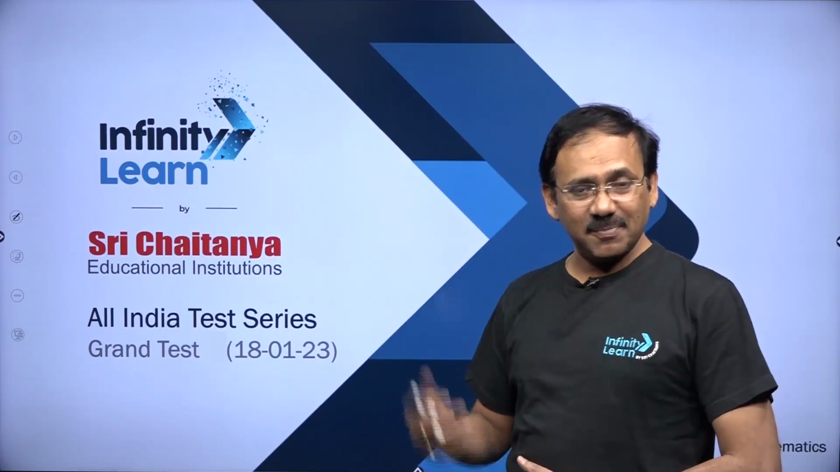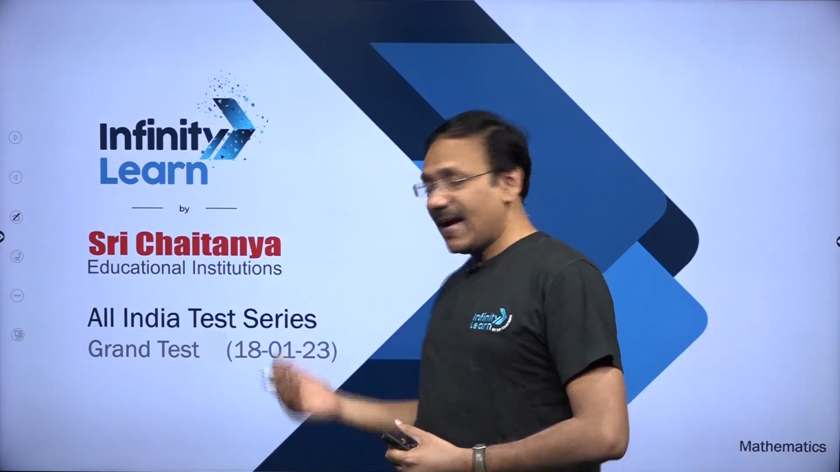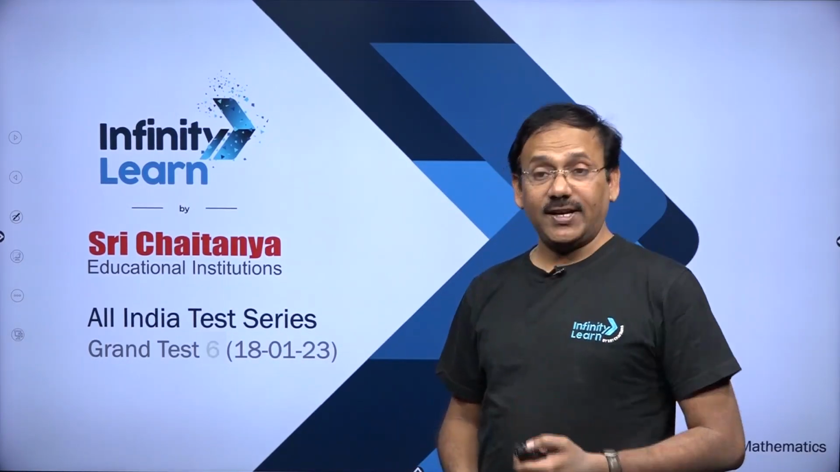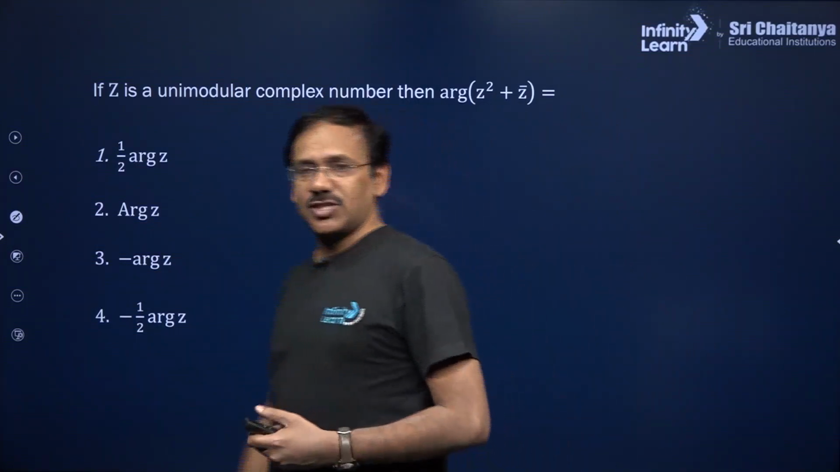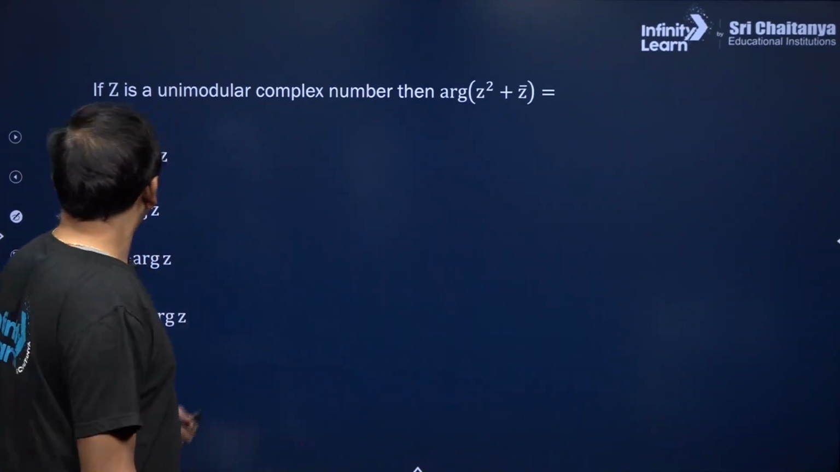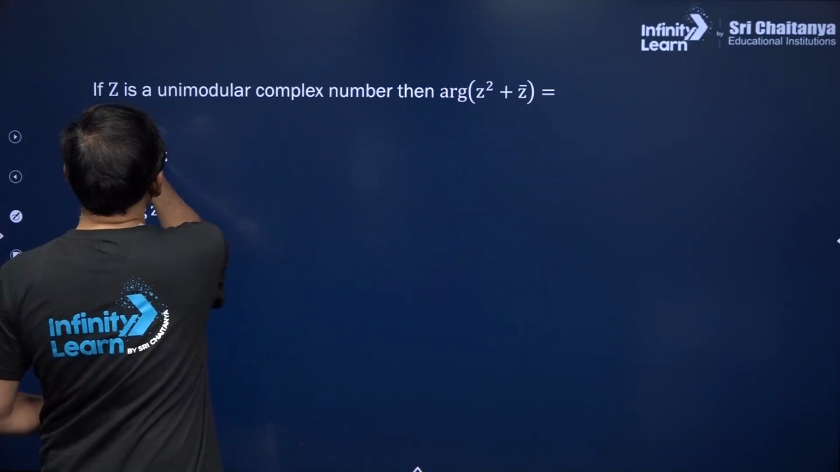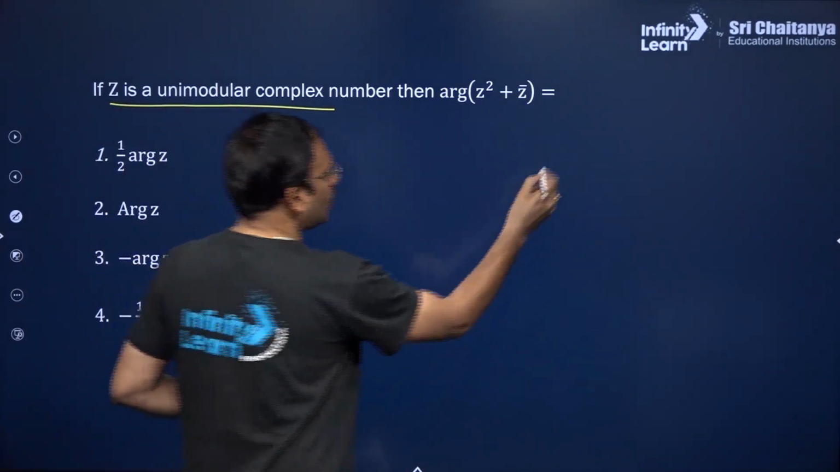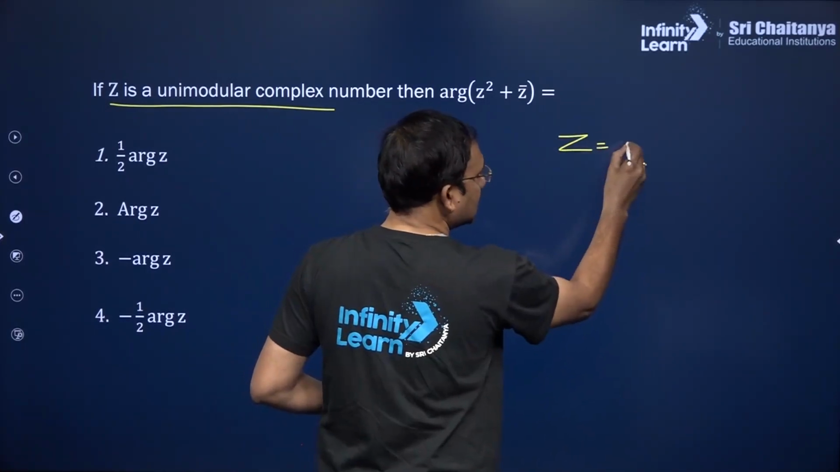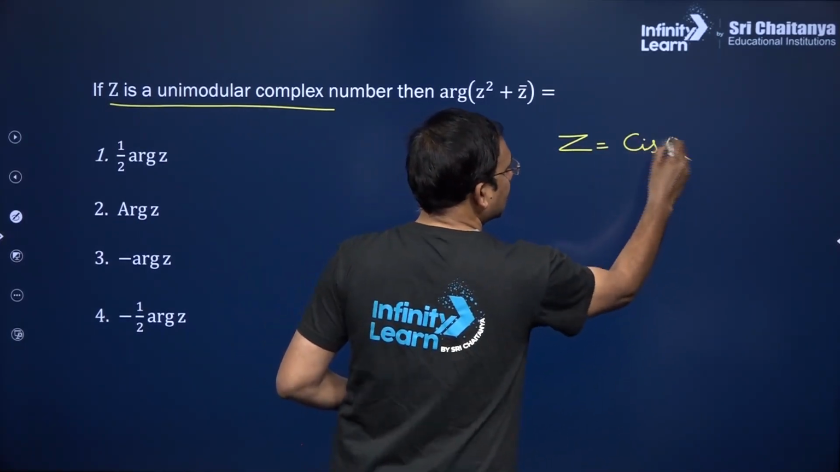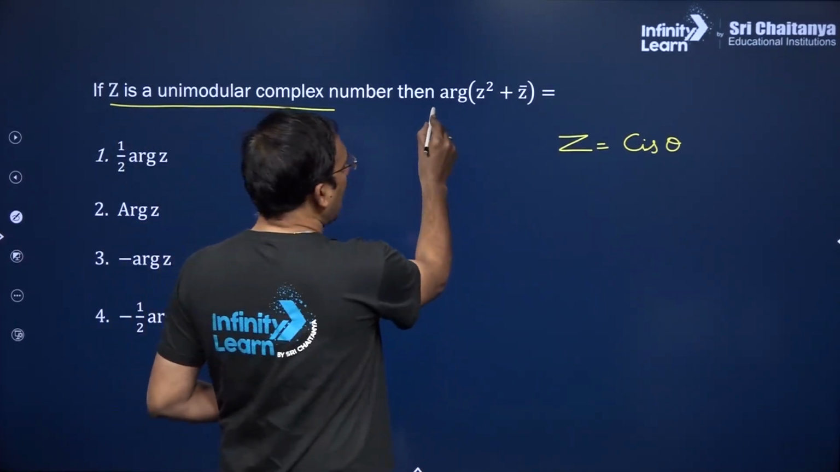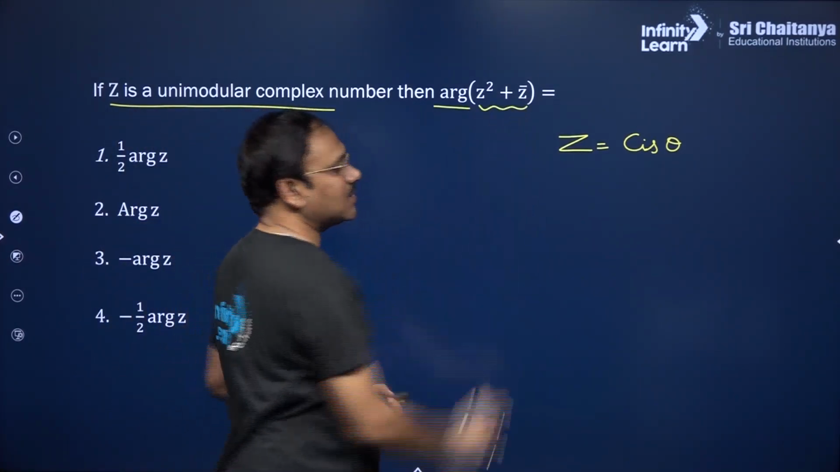Now let us see the math part of the question paper dated 18th Jan, that is GTM 6, right? Fine. So in this, the first question is from complex numbers. You see, Z is a unimodular complex number. That means modulus is 1. So why can't you take Z as cis theta, that is cos theta plus i sin theta. So he is asking the argument of Z square plus Z bar.